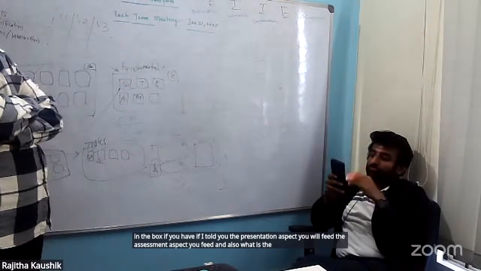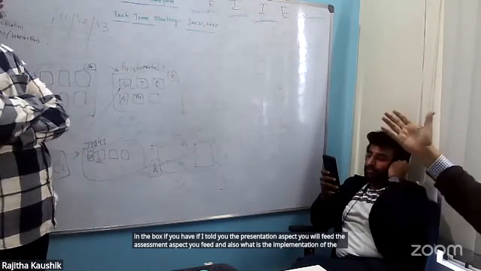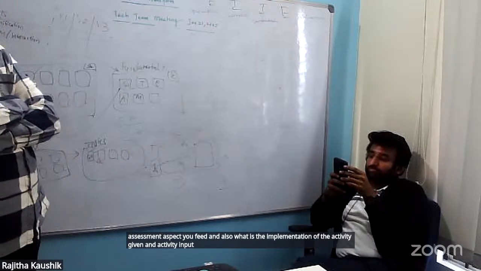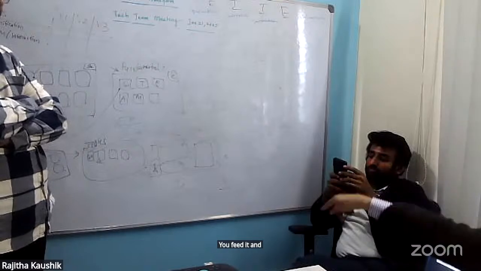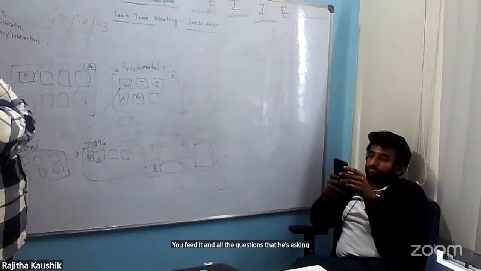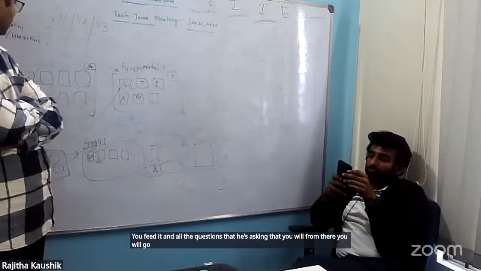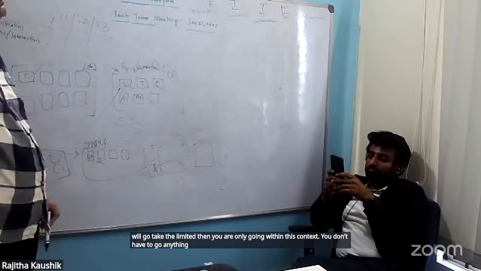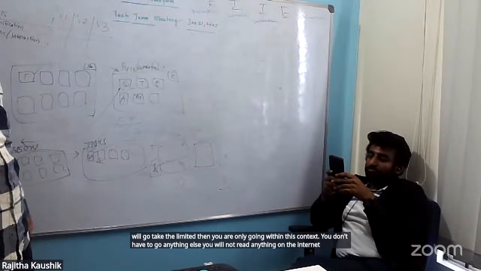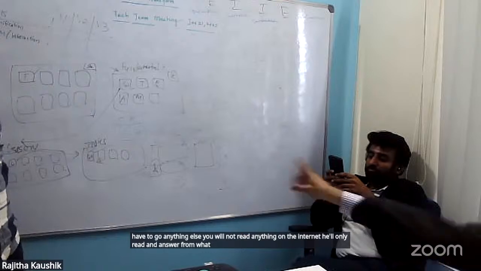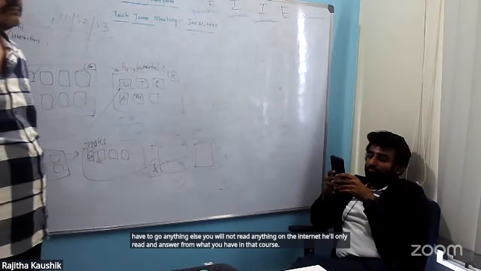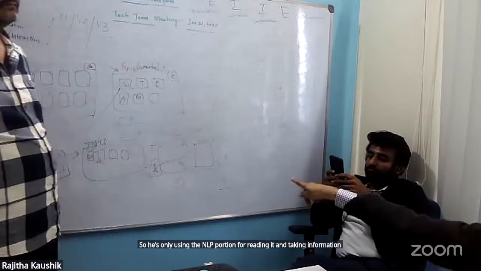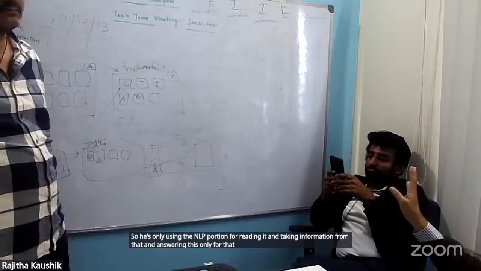in the implementation phase, the result of the activity, that activity given and the activity input, you feed it, and all the questions that he is asking. From there you will take the limited data, then you are only going within this context. You don't have to go anything else. He will not read anything on the internet. He'll only read and answer from what you have in that box. So he's only using the NLP portion for reading and taking information from that and answering. He's never going to the internet.